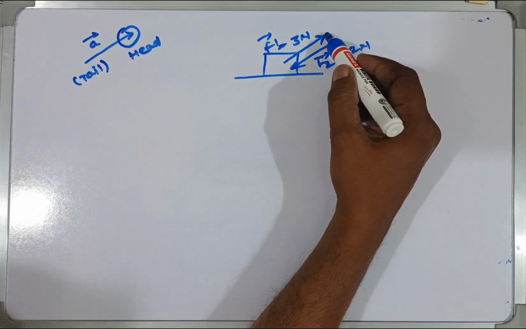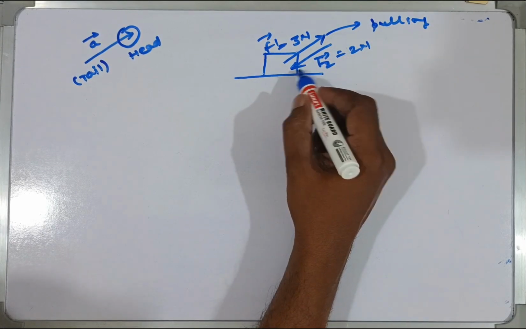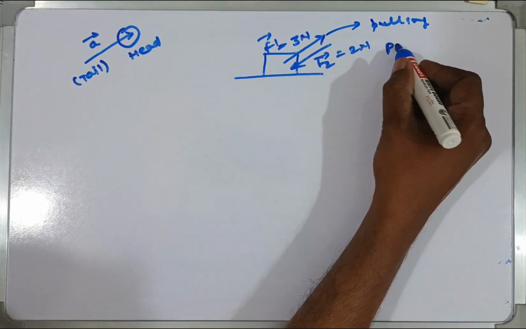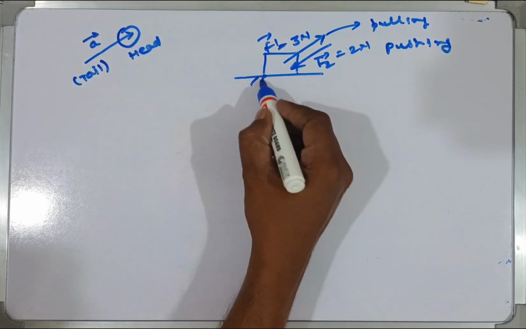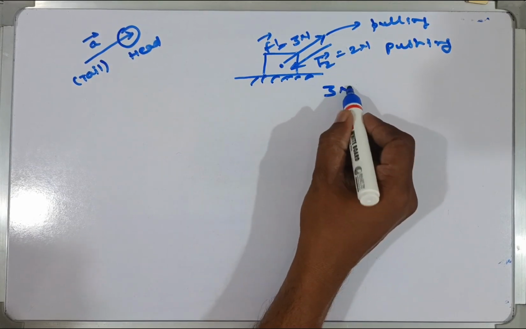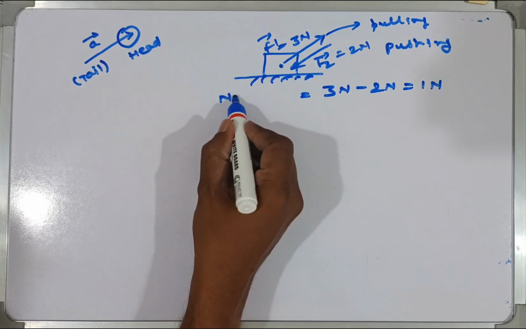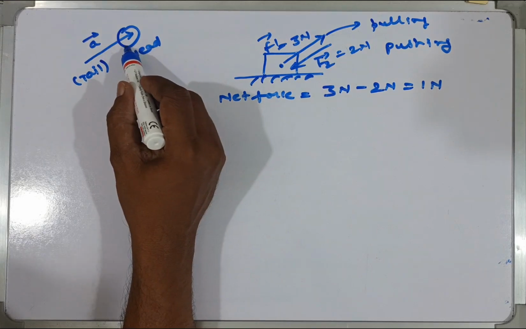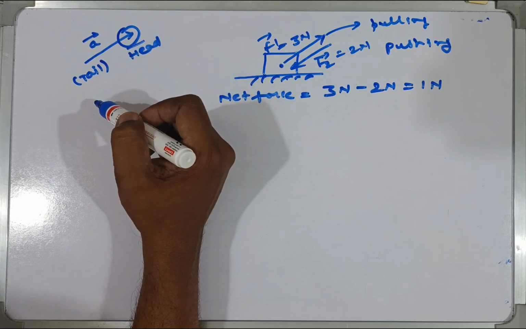So what you see, this 3 Newton force is pulling, and this other arrowhead is in a different direction from this one, so this is pushing. So the net resultant force acting on this block, since these two forces are parallel to each other, is 3 N minus 2 N equal to 1 Newton. So this is the net force. This is how the arrowhead of a vector quantity acts.